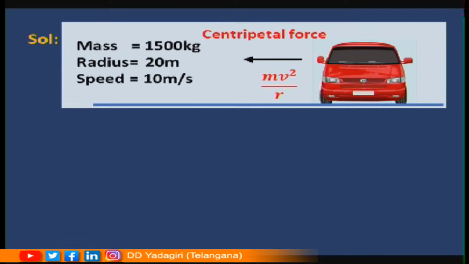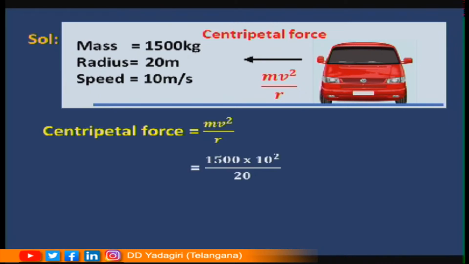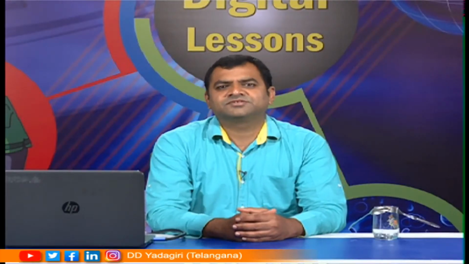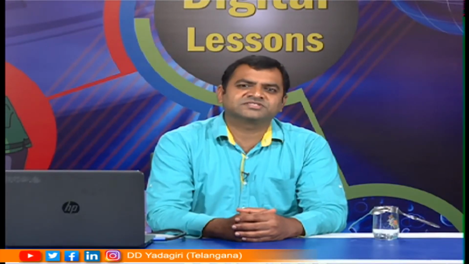Now, let us solve. Here the mass of the car is 1500 kg, the radius is 20 meter and the speed with which the car moves is 10 meters per second. The required centripetal force is mv square by r. So, let us calculate. Substituting the values, 1500 times 10 square divided by 20 is the centripetal force. Simplifying it, we get the centripetal force required is 7500 Newton.